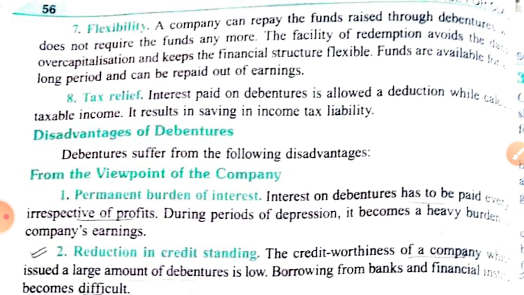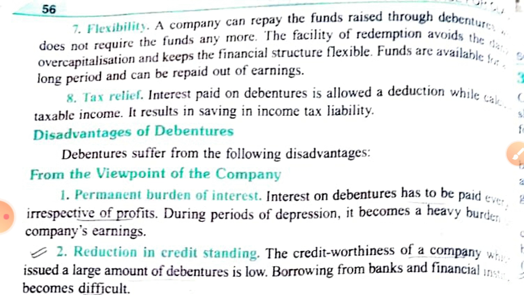Now the next point is flexibility. Whenever the company has sufficient earning, they can repay the debt, they can repay the debenture holders, they can say bye-bye by paying their principal sum and the interest. Is this clear? So there is flexibility. Then moreover, there is no fear of overcapitalization because at a certain period of time the debenture holders are repaid.